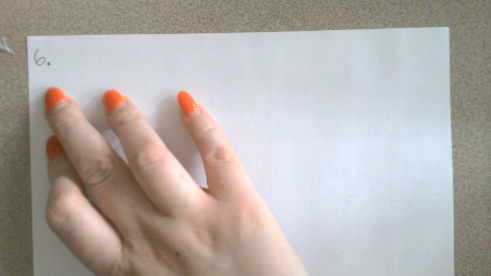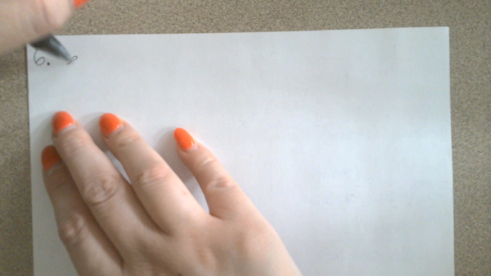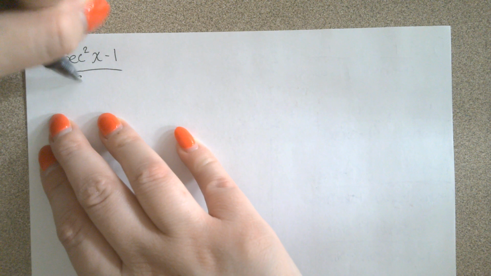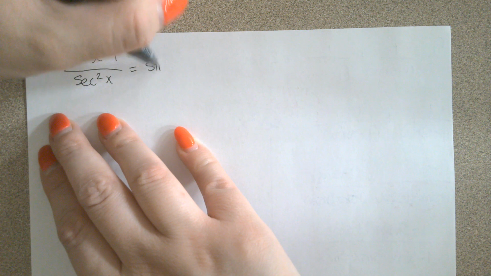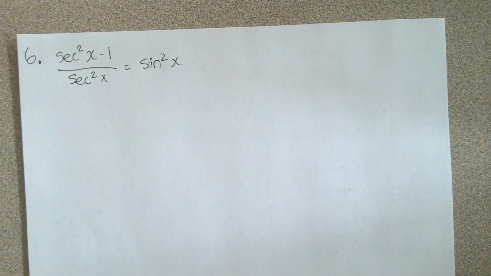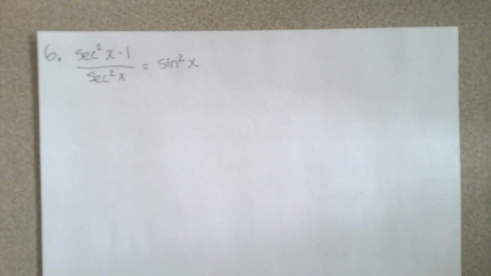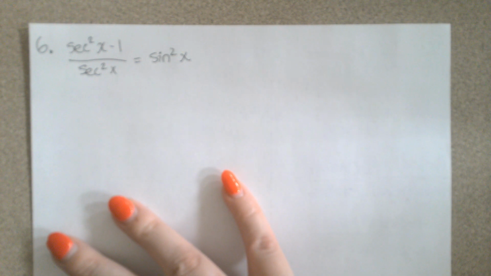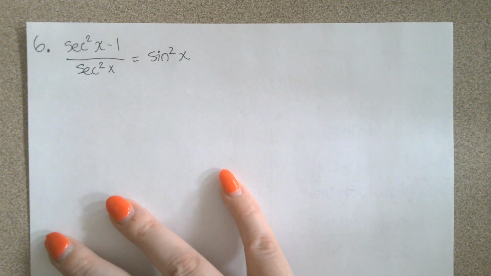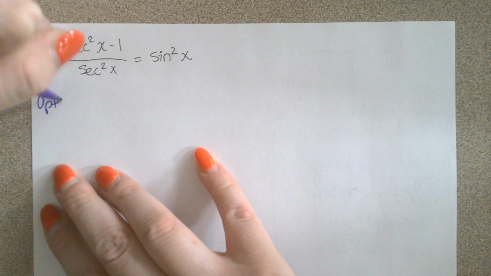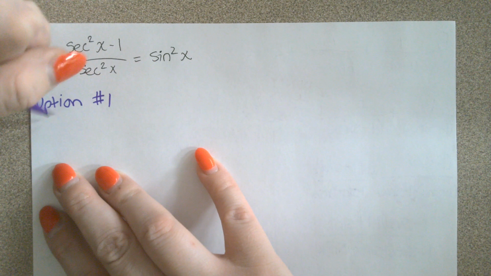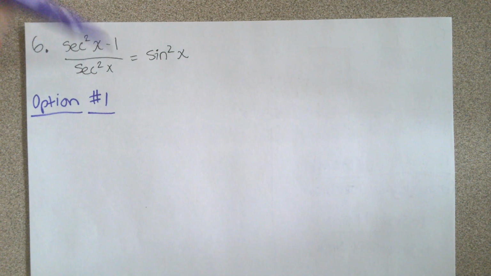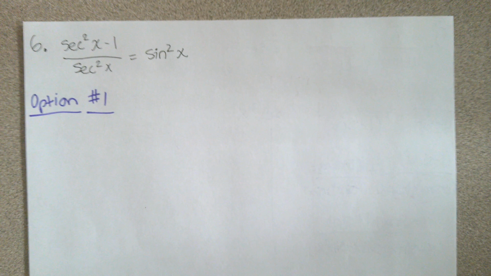All right, number 6. Secant squared x minus 1 over secant squared x equals sine squared x. This problem has quite a bit of leeway. It definitely has some options, so it really just depends on the person. And I actually think I will go ahead and show both ways for those of you who are curious. All right, option 1. Now, if I'm thinking about this clearly, this will not be the easier or the quicker option, but it will be the way that most of you will do the problem.